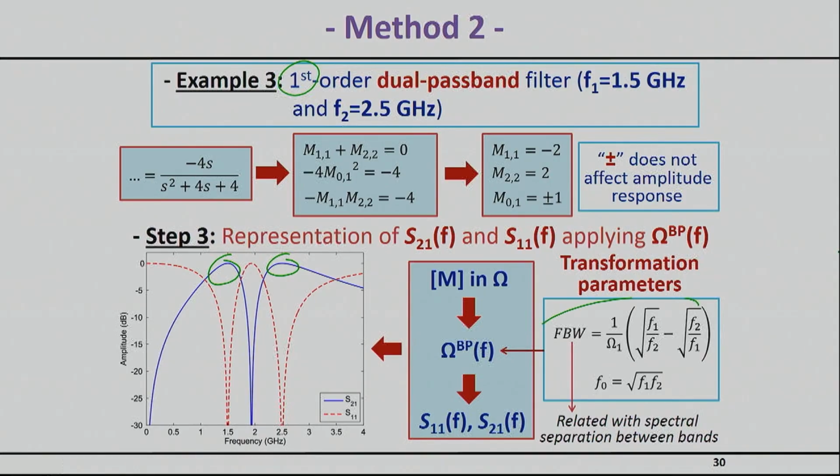This is the frequency transformation that we have applied here, the normal bandpass transformation. And the fractional bandwidth that you will see here is actually related to how widely you want to separate those bands from each other.